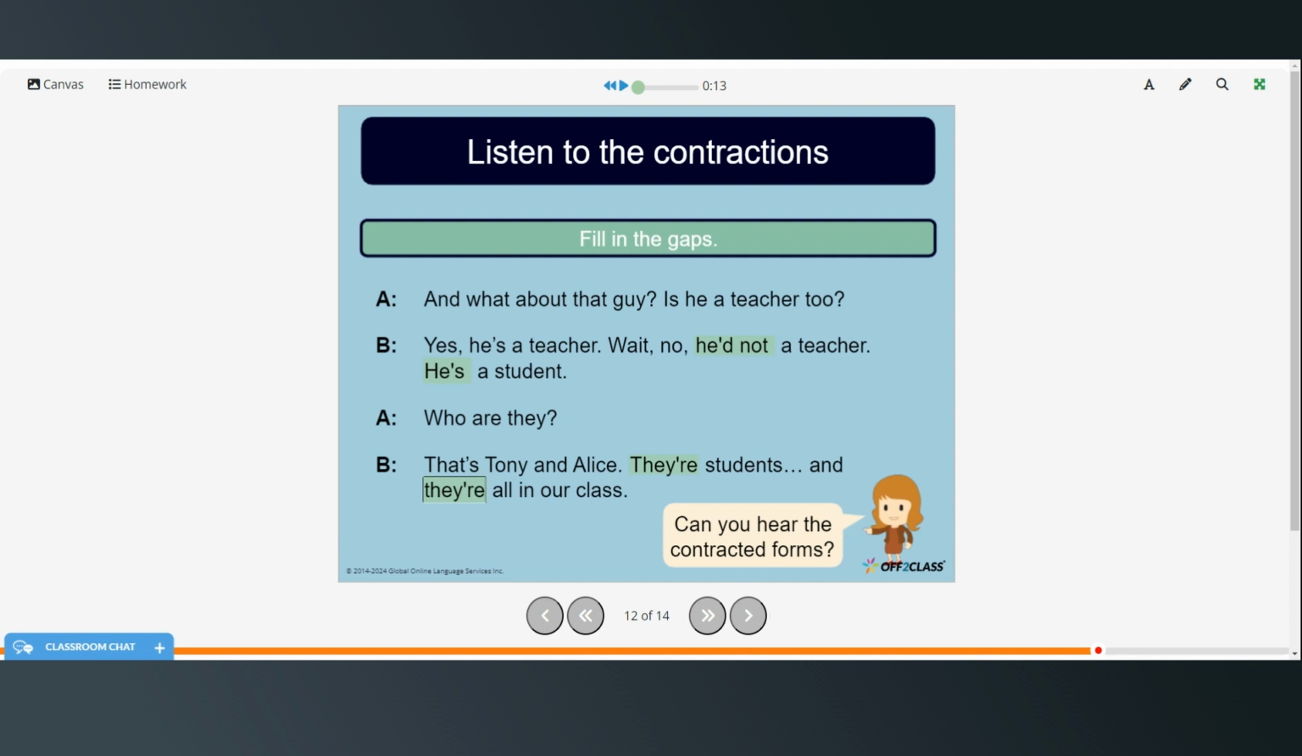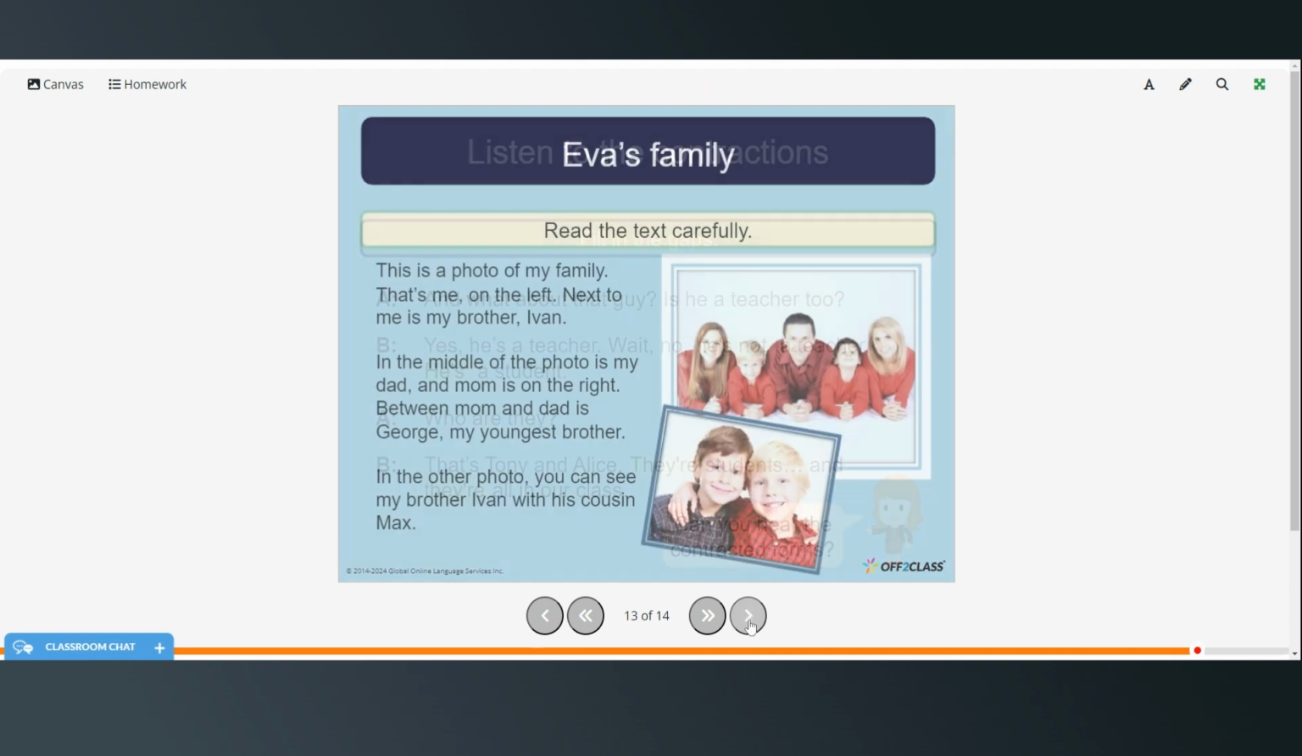So it says, can you hear the contracted form? So let's listen again and pay particular attention to the contracted forms. And what about that guy? Is he a teacher too? Yes, he's a teacher. Wait, no, he's not a teacher. He's a student. Who are they? That's Tony and Alice. They're students. And they're all in our class. Okay, so he's not, he's, there, and there. So those are the contractions that you need to practice listening for.